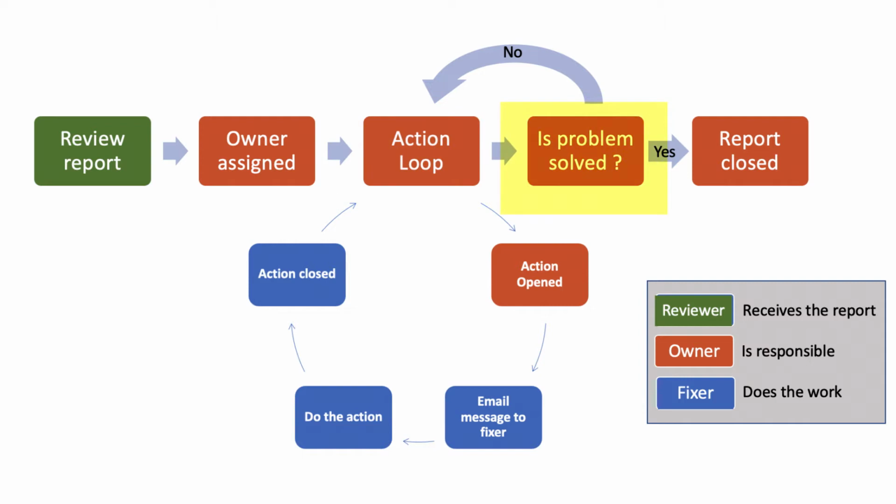He now decides whether it has solved the problem or not. If it has, then he closes the report. If it hasn't, he's able to reopen that action and send it back to the fixer. Depending on how your company is organised, the reviewer, the owner, and the fixer may be 3 different people, or they may even be the same person.